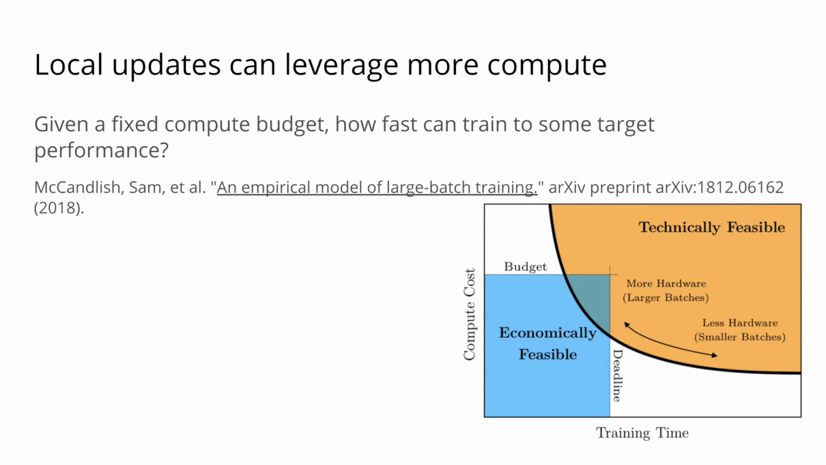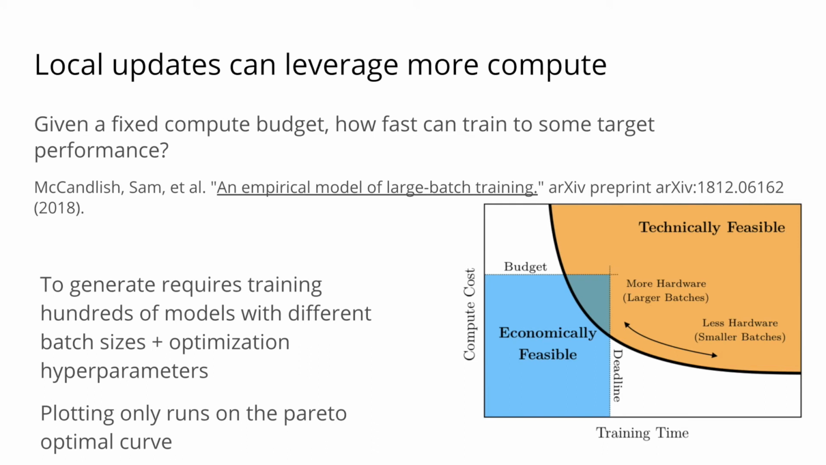In practice, however, we hit scaling issues, as we talked about earlier. This causes this slope to curve up as we increase the amount of hardware and batch sizes used. To generate these figures, we need to run a fair amount of experiments. So for a given algorithm, we try different batch sizes as well as different optimization hyperparameters, and then plot only the points on the Pareto frontier.